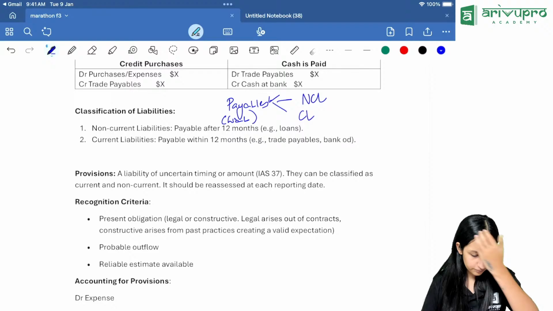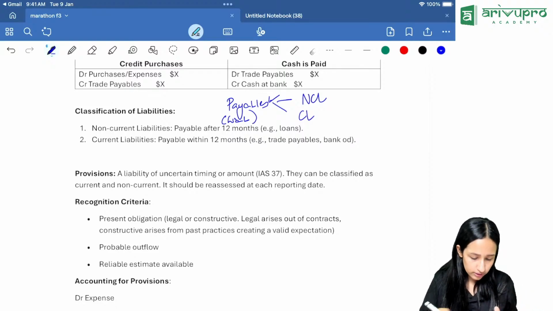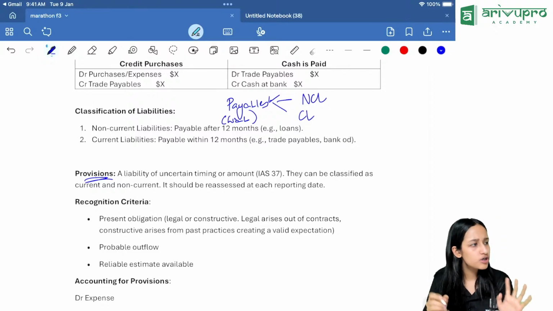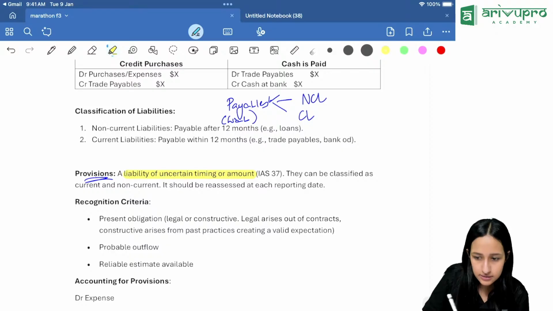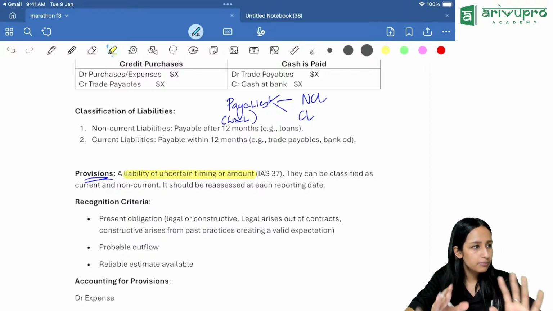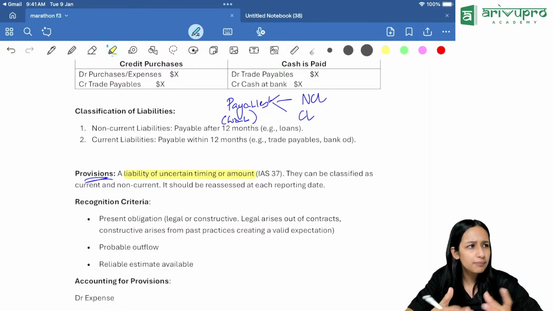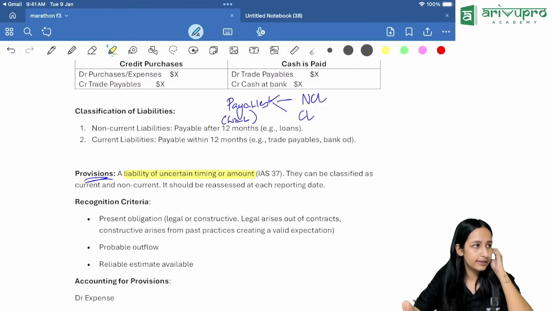Right, so now under this we have something called provisions. What are provisions? Provisions are a liability of uncertain timing or amount. What is the meaning of that? We have a liability, we know it's coming, but we do not know when or how much. That's going to be very sad, because you know something bad is going to happen, but you do not know how much you're going to spend or what that thing is.